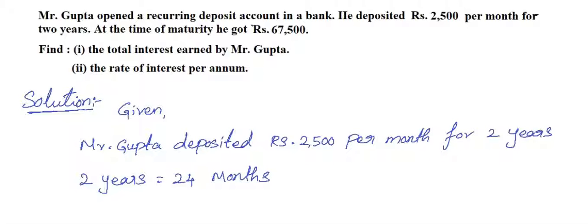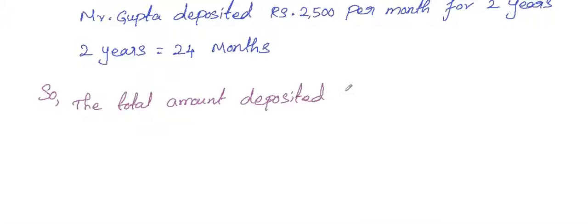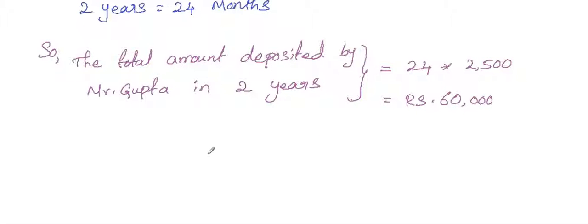Now find the total amount he deposited in 2 years. The total amount deposited in 2 years, which is 24 months, is 24 times 2500, because per month he used to deposit 2500. So in 24 months, 24 times 2500. If we multiply 24 and 2500, we'll get 60,000 rupees. So he deposited rupees 60,000 in 2 years.